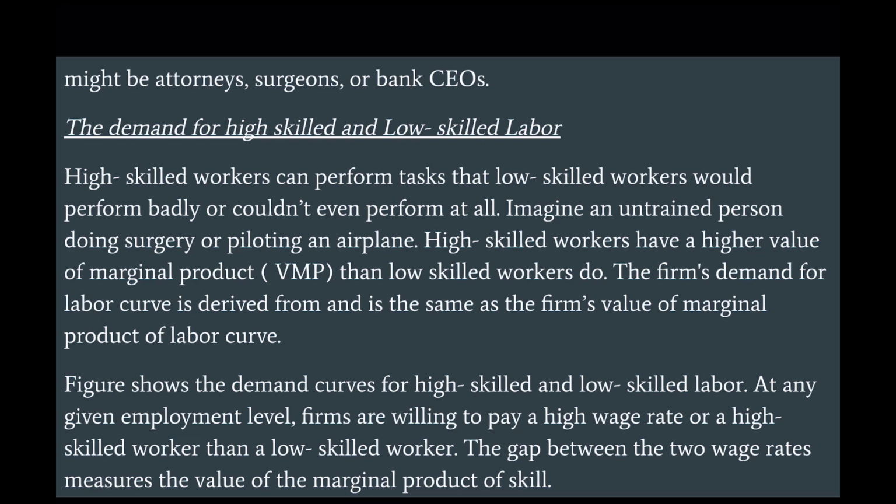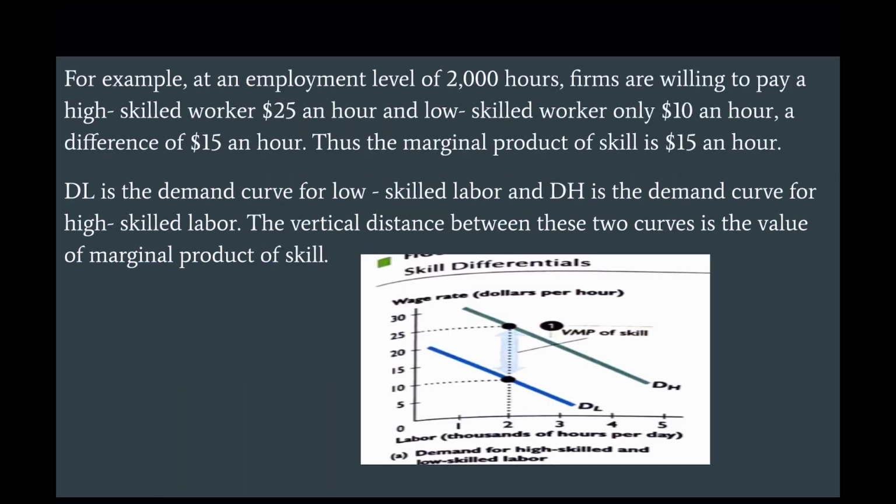Firms are willing to pay a higher wage rate for a high skilled worker than for a low skilled worker. The gap between the two wage rates measures the value of the marginal product of skill. For example, at an employment level of 2,000 hours, firms are willing to pay a high skilled worker $25 an hour and a low skilled worker only $10 an hour, a difference of $15 an hour. Thus, the marginal product of skill is $15 an hour. DL is the demand curve for low skilled labor and DH is the demand curve for high skilled labor. The vertical distance between these two curves is the value of marginal product of skill.